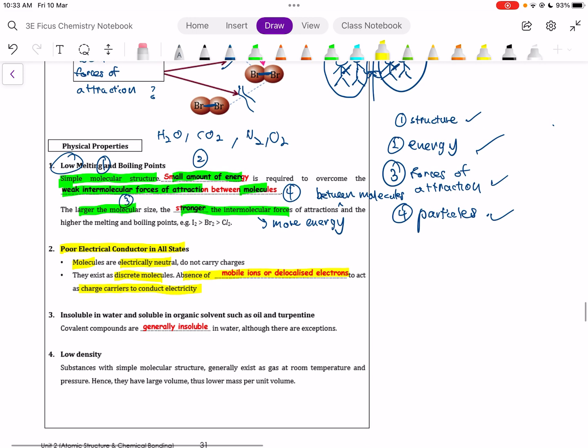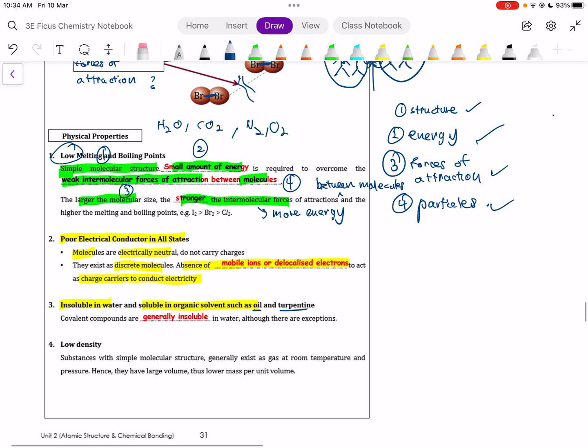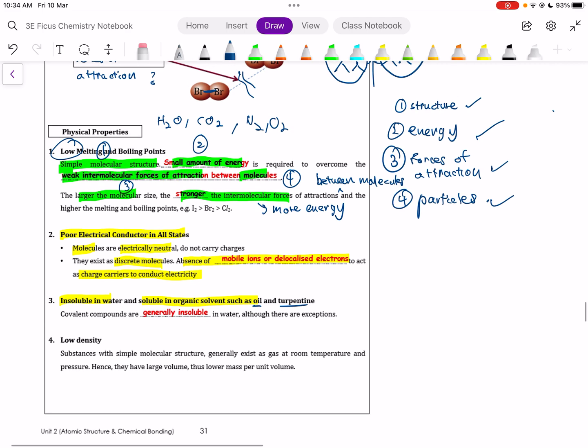The third one, they seldom ask you to explain. You just got to know that they are insoluble in water, soluble in organic solvents. What are organic solvents? They are things like oil and turpentine. Generally insoluble, although there are some exceptions. The fourth one I add in because they do ask you questions on this.